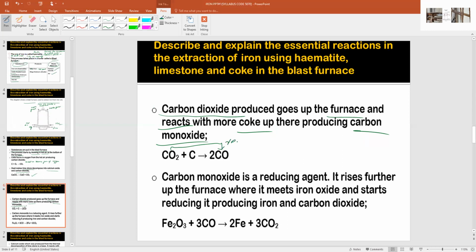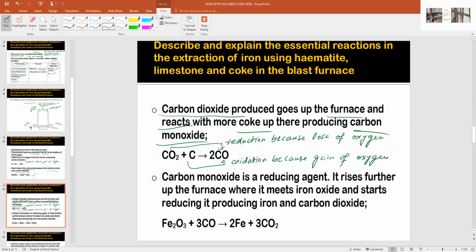This is reduction because of loss of oxygen. This is oxidation because of gain of oxygen.